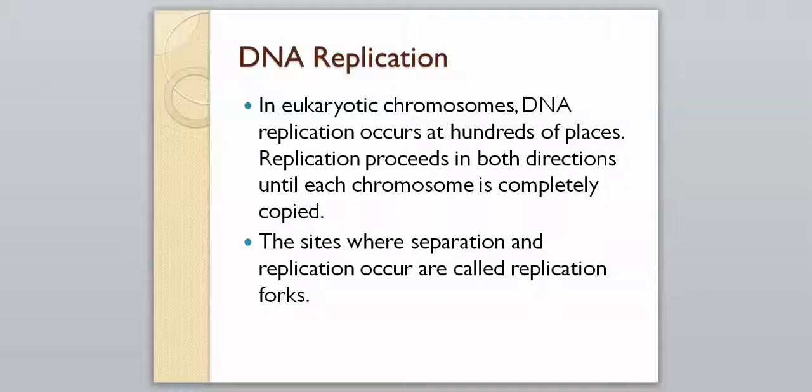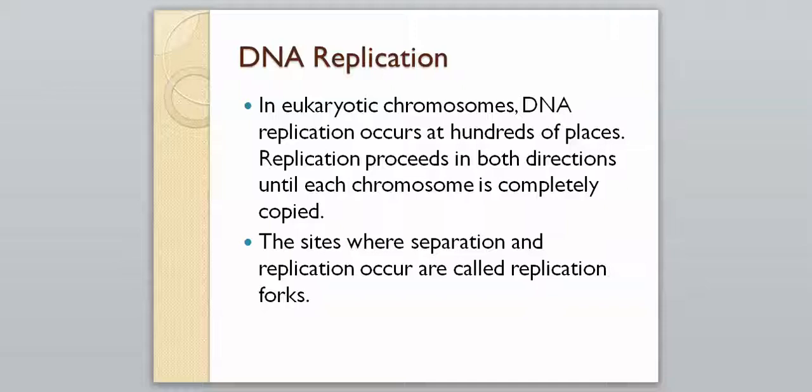However, in eukaryotic chromosomes, our DNA replication is going to occur at hundreds of different places because it's more complex. It's going to take more to replicate it, and replication will proceed in both directions until each chromosome is completely copied. So it's not going to stop until our entire chromosome is copied.